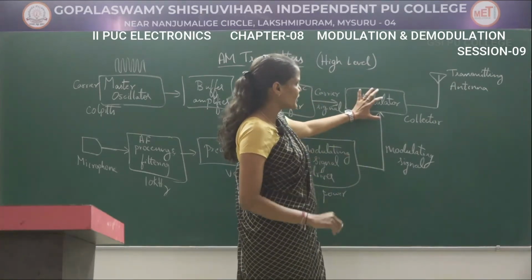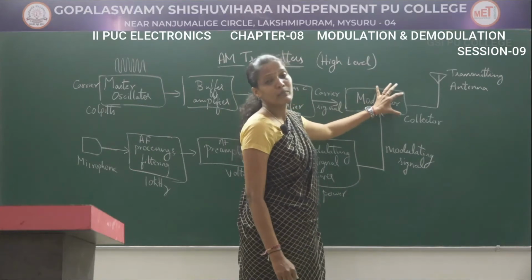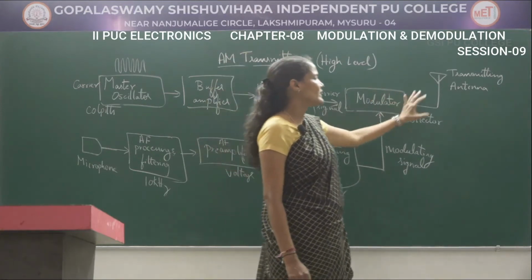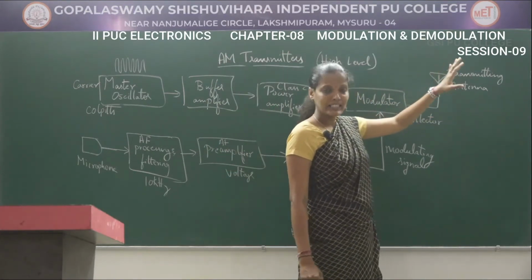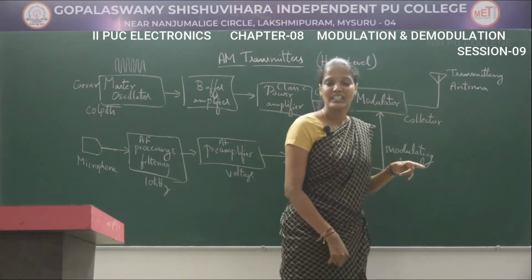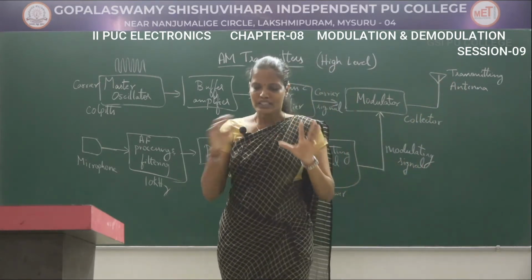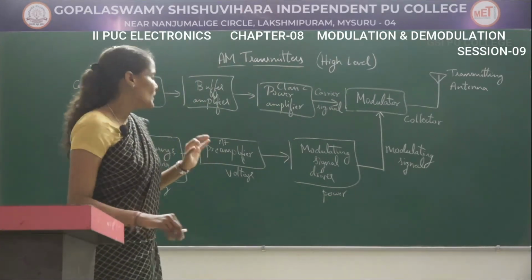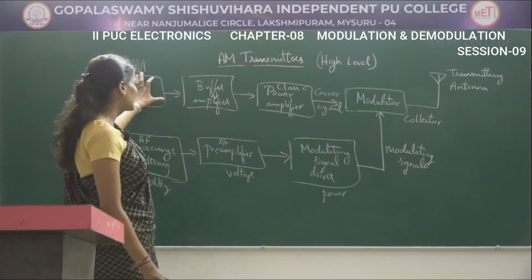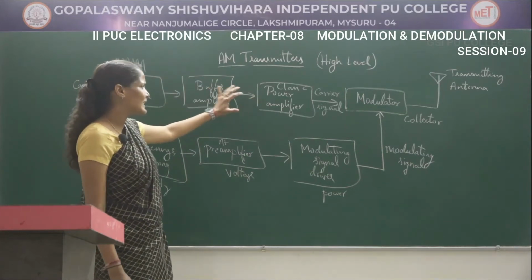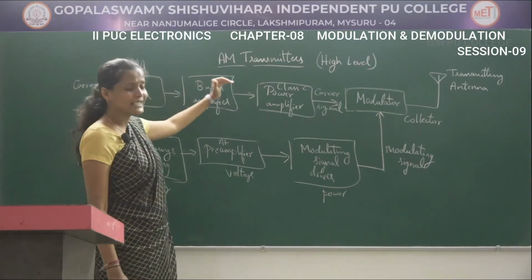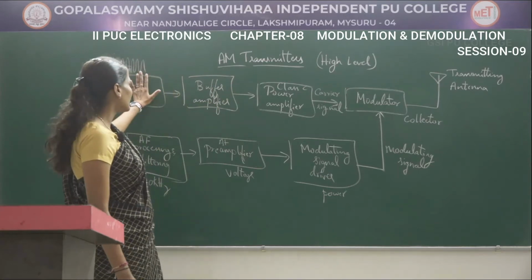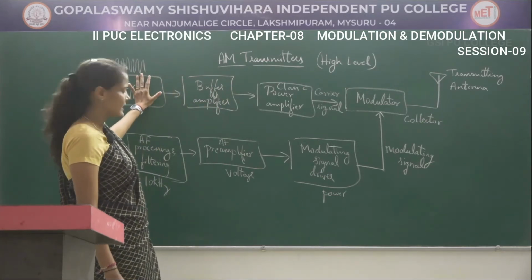As soon as the modulation process is done, that modulated signal will be transmitted to a larger distance with the help of this transmitting antenna. So this is all about the block diagram of an AM transmitter, which contains the master oscillator, pre-amplifier and class C power amplifier in order to increase the power level and in order to generate the carrier signal.